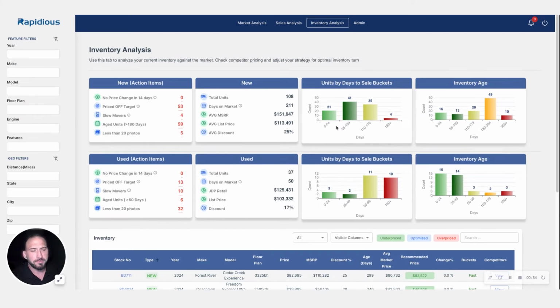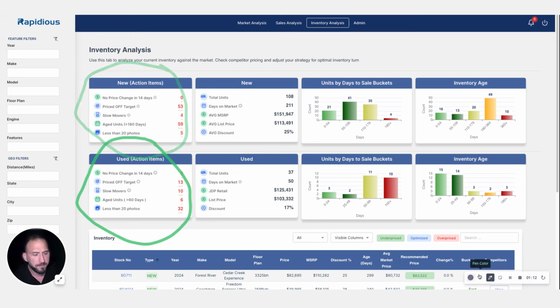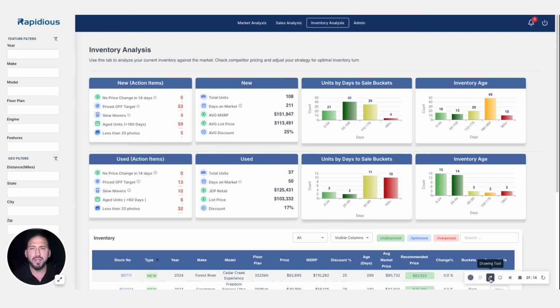So what you're looking at here is an example inventory with about 140, 150 units in it. This is the overall dashboard, which gives you a quick glance of your inventory and the overall health of it. What we've done is we've created what we call our action items for both new and used. And what we're trying to do is we're doing the heavy lifting for you.